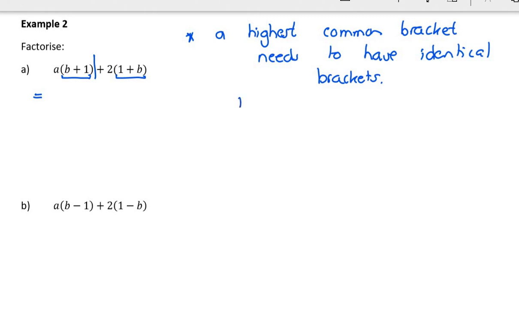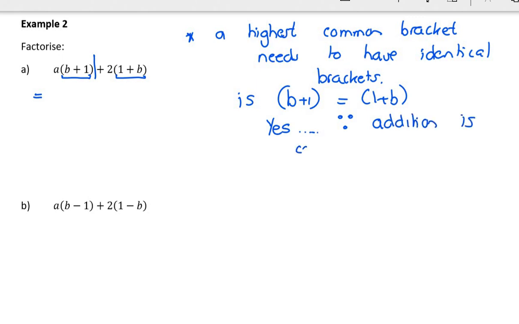My question here is, is b + 1 equal to 1 + b? Are these the same thing? Because if the answer is yes, then this is a highest common bracket and I don't have to worry. If the answer is no, then it's not a highest common bracket. Now the answer here, I'm hoping you realize, is yes, because addition is commutative. Now that word you'll note from class. Commutative means the order doesn't matter. When you add numbers together, it doesn't matter which order you write the numbers in. You will still get the same answer.